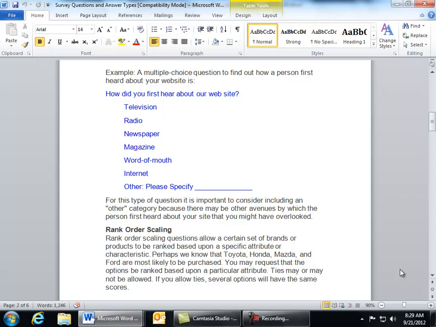The other, please specify, is a good tool to use because of course, what they think might not be listed. For this type of question, it is important to consider including an other category because there may be other avenues by which the person first heard about your site that you may have overlooked. And of course, like I stated, you want to make sure that if they don't believe one of the top, they have a place to put their answer, or your research results won't be accurate.